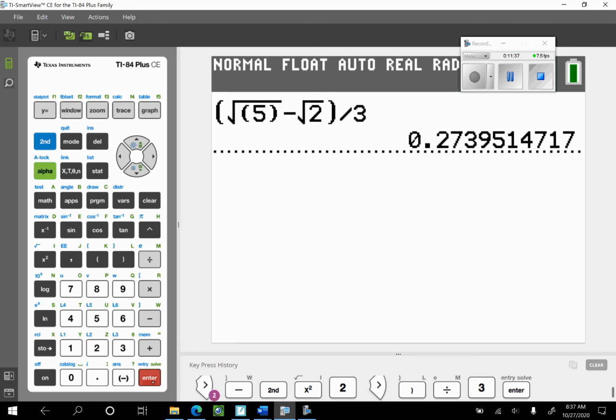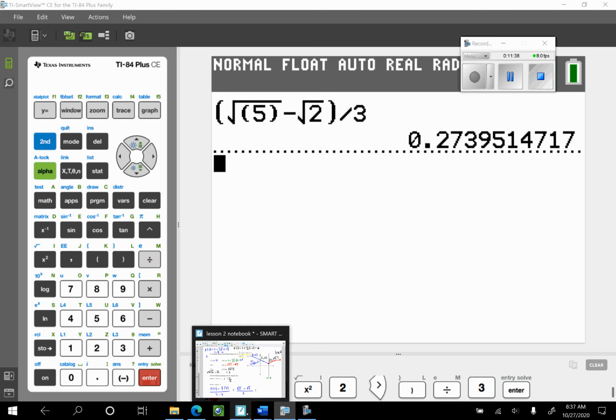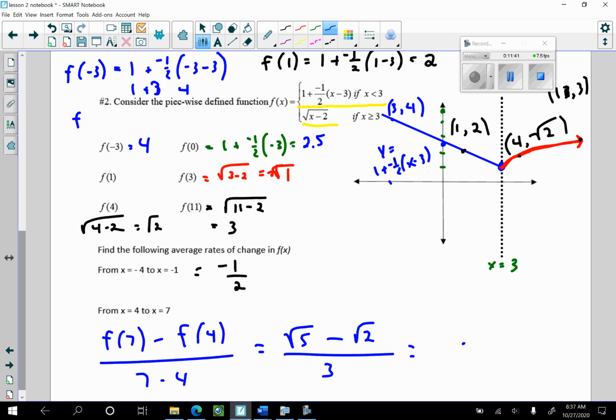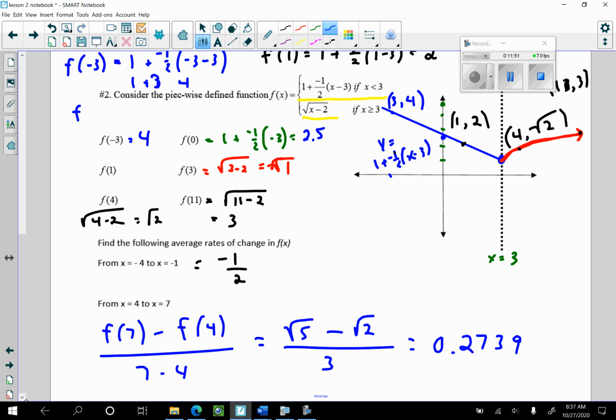To four decimal places, 2739, 2739, 2739, 0.2739. Okay?